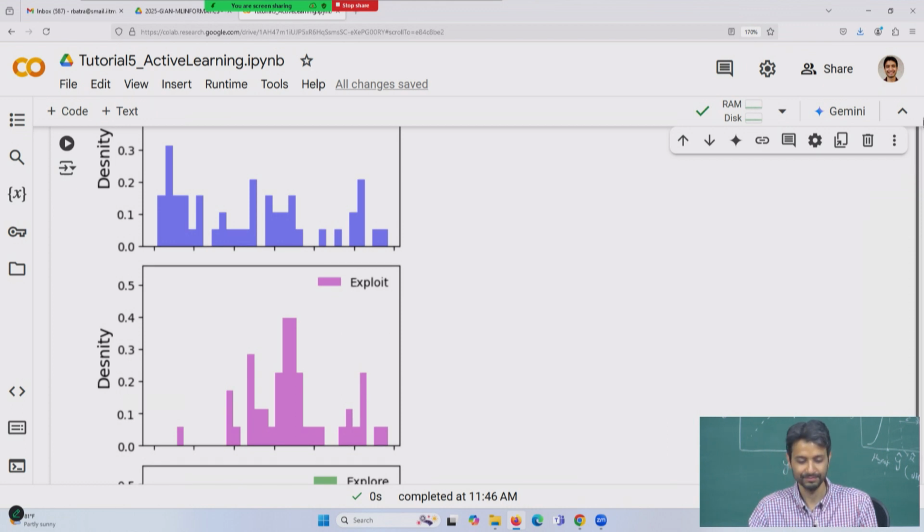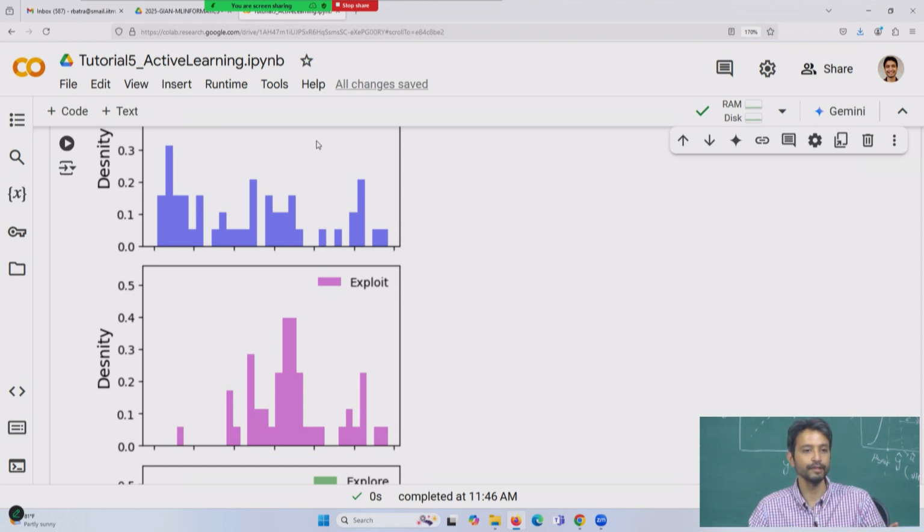Something is stuck. Okay, so the top one is expected improvement, this one is exploitation. If you see the distribution, on the x-axis is my band gap. Which of them are resulting in more candidates with higher band gap? Exploitation is giving many more candidates which have higher band gap as compared to expected improvement. So on that parameter, exploitation is better.